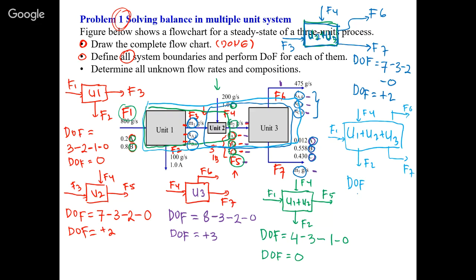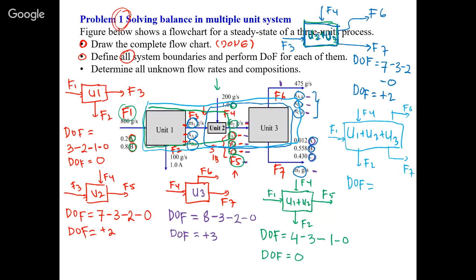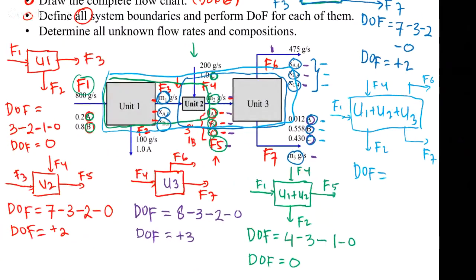This DOF is equal to the number of unknowns, the same thing. So in this case we don't know 1, 2, 3, 4, 5, 6. Oh no, we know this one.